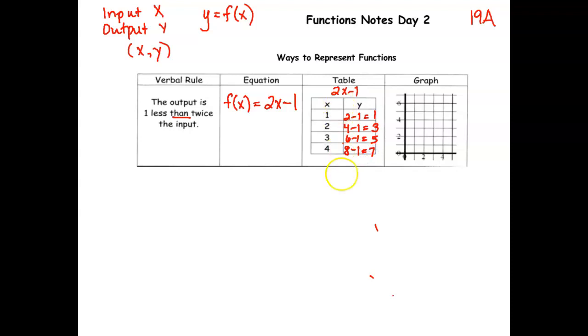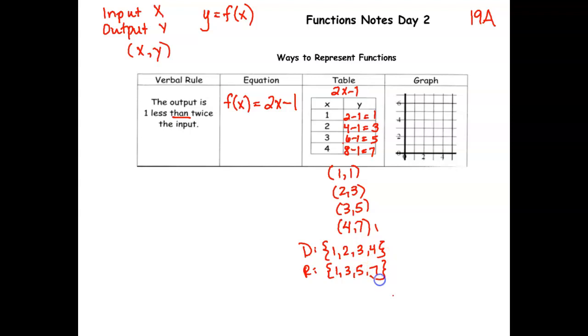So if I graph these, again, these can all be represented as ordered pairs: 1, 1; 2, 3; 3, 5; and 4, 7. As a review, our domain would be the values. Remember our domain from last class would be the values 1, 2, 3, and 4. And the range would be 1, 3, 5, and 7.